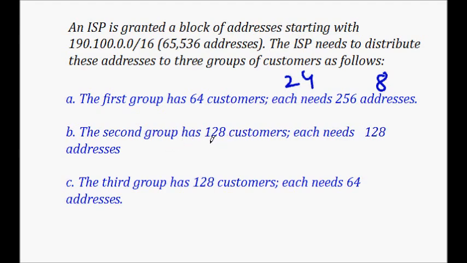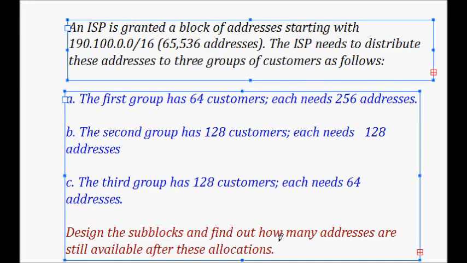The second group has 128 customers, and each needs 128 addresses. 128 addresses means 7 bits for the host, and 32 minus 7, which is 25 bits, for the prefix. The third group has 128 customers and each needs 64 addresses. 64 addresses means 6 bits for the host and 26 bits for the network. So let's design this network.